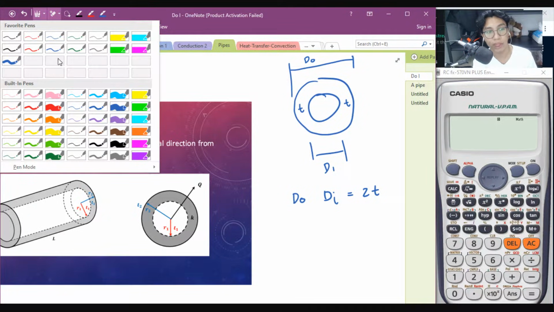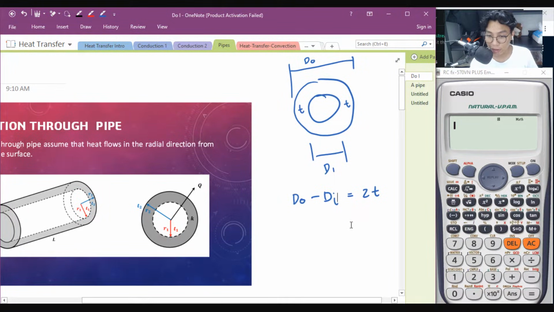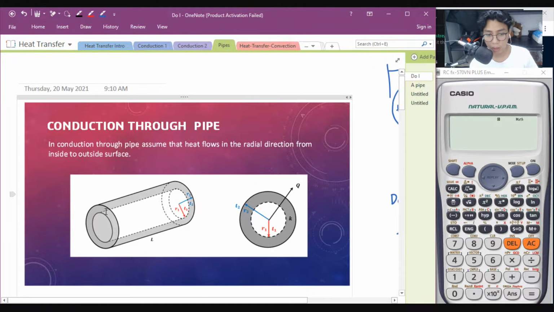Sir, ano po yung DI? That is the thickness. DO minus DI. Ay, hindi pala. Hindi ay pala tinatanong. Internal diameter, okay? Ayan yung kinukuha natin dyan. Now, in order for you to find the thickness, that is DO minus DI over 2, T. Over 2.